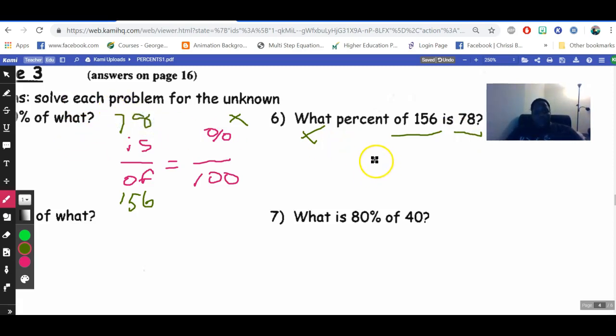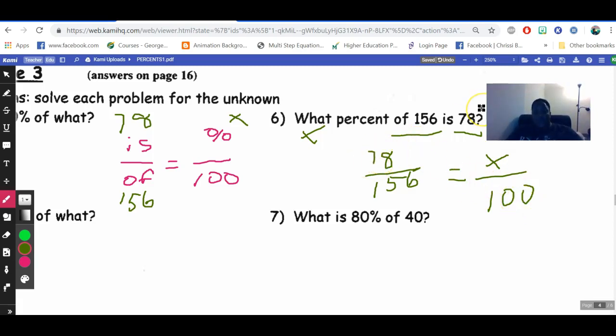So if I rewrite my problem, I have 78 over 156 equals x over 100. You still do the same thing, cross multiply and divide. I can't cross multiply this way because I have x in the way. So the only way I can cross multiply is going this way, because the only way I'm going to get two numbers is by going diagonally.